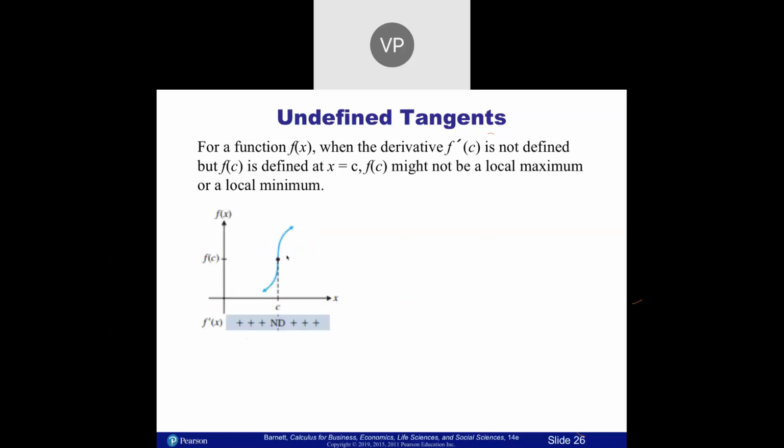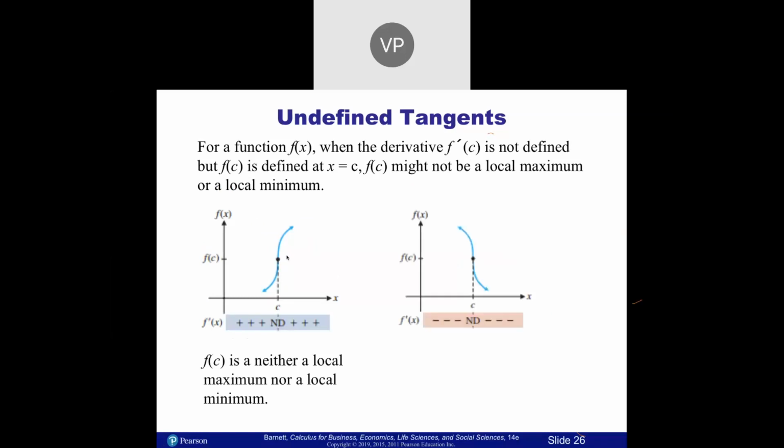Okay, then we get these other weird ones where we graphed one of these earlier where the slope is undefined at that point. It's neither a max nor a minimum.